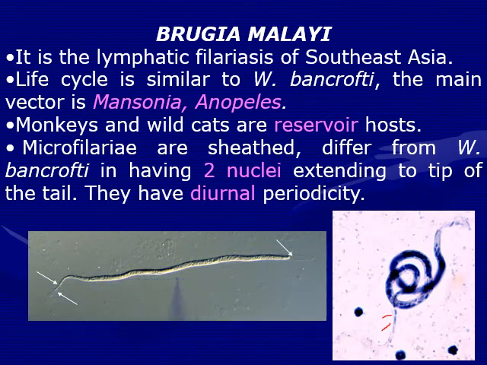Also, this is pictured with phase contrast microscopy. Here is the anterior end. Here is the posterior end, and these bulgings are for the two nuclei.